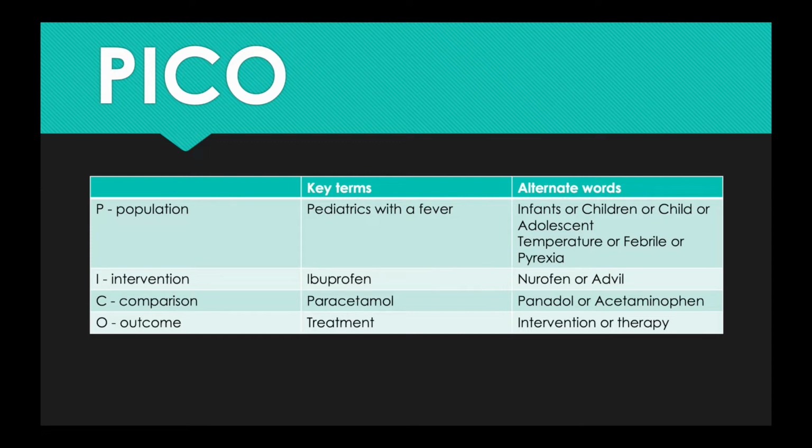PICO question. In this case, I've used infant, children, and adolescents, and temperature, febrile, and pyrexia for alternative population words, Nurofen and Advil for intervention, Panadol and acetaminophen for comparison, and intervention or therapy for outcomes. The use of these words increased my search result because now I have searched the database for articles using different terms for pediatrics as well as the drugs included in the question and outcomes expected.